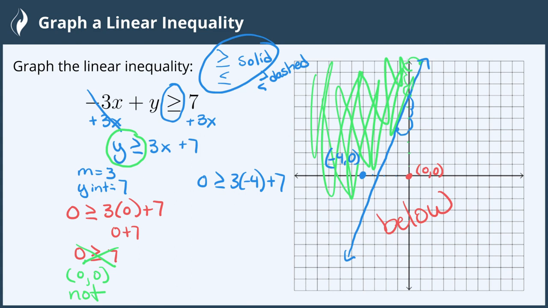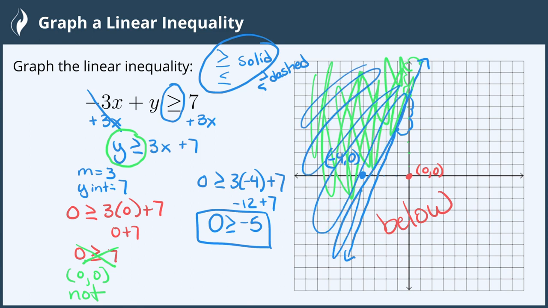3 times -4 is -12 plus 7 is -5. So we ask ourselves, is 0 greater than or equal to -5? And the answer is yes. 0 is greater than or equal to -5, which means it should be in a part of the shaded region. And so this is all of the solutions for our inequality, and we're done.